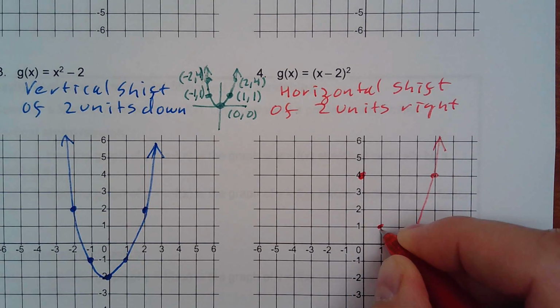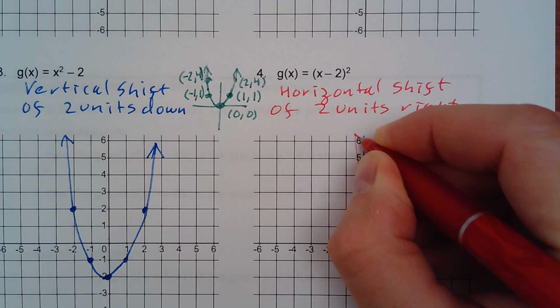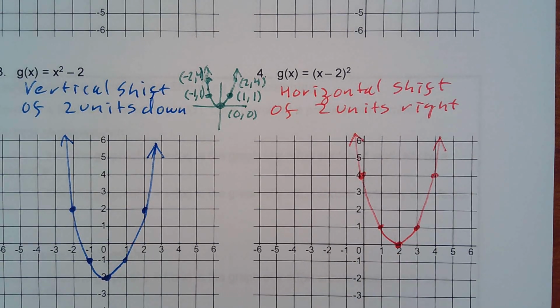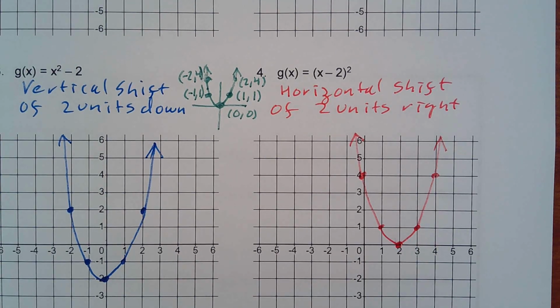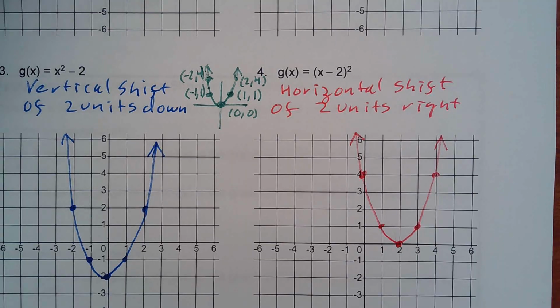Now notice here the horizontal shift really doesn't affect the domain, because my domain was already all real numbers. If I shift it over by 2, it's still all real numbers. So those would be our graphs. Let's turn the page and let's do a couple more.